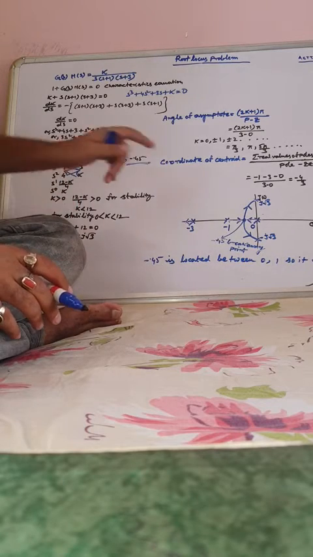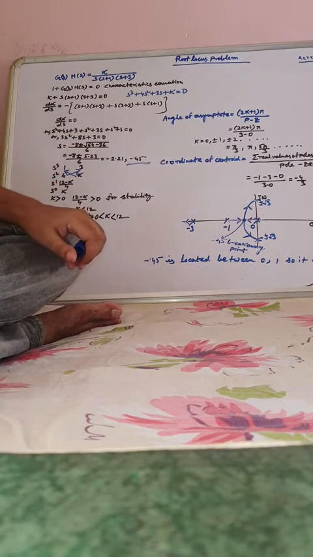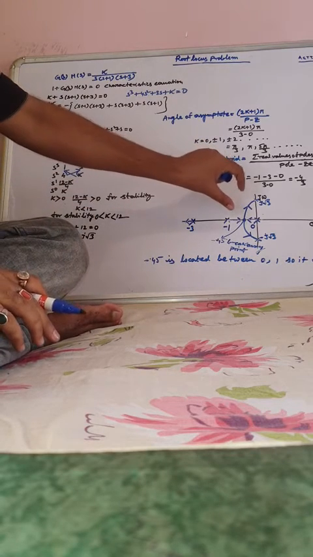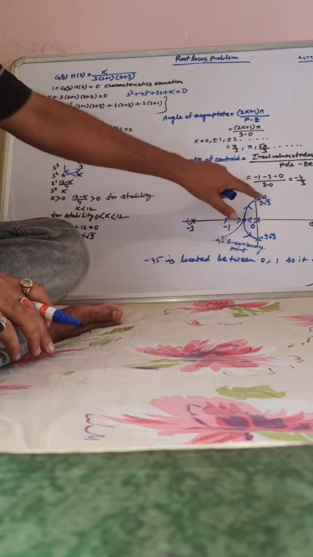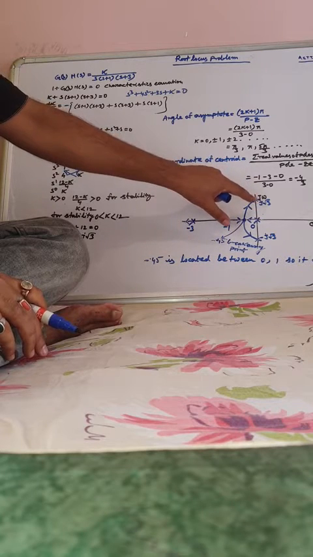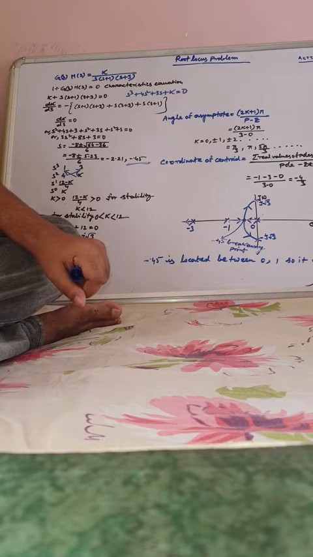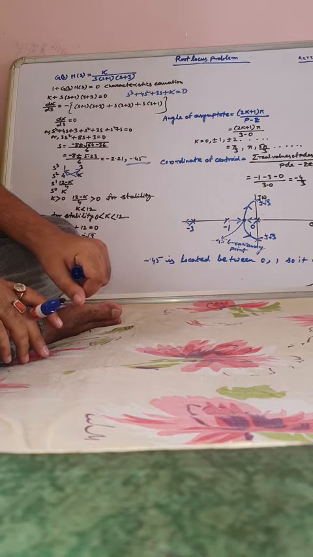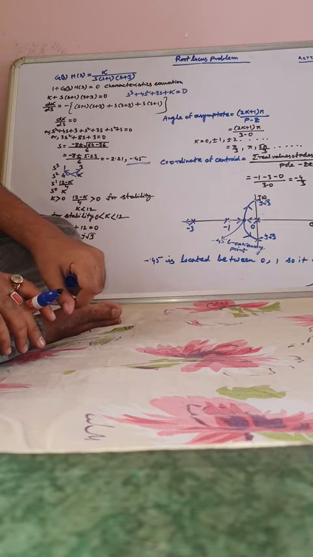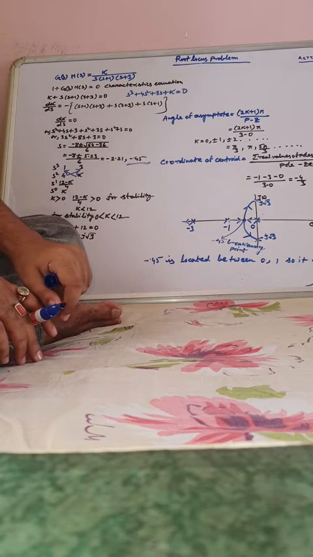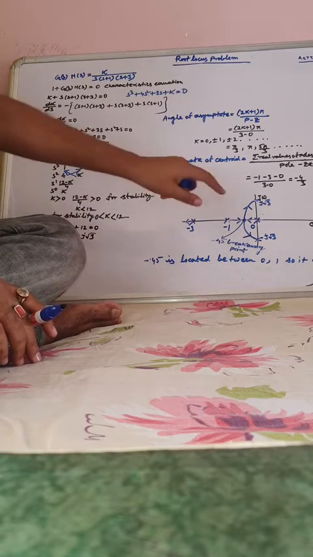So from the breakaway point, two branches are leaving the real axis and cutting the j omega axis, the imaginary axis, at the points j root 3 and minus j root 3. So these two are the points cutting at the j omega axis. Minus 0.45 is located between 0 and minus 1, so it is the breakaway point of your system.